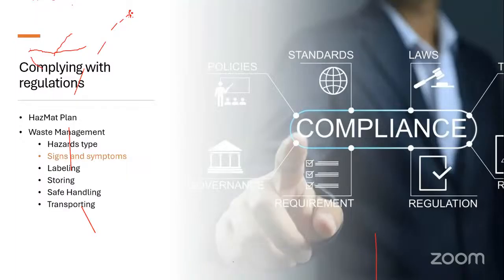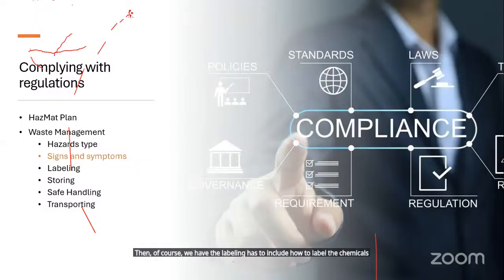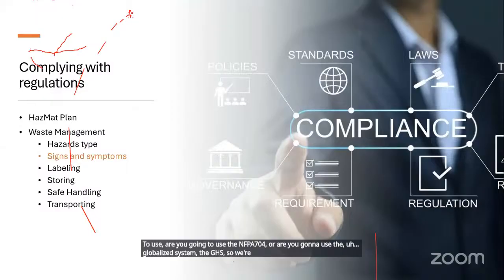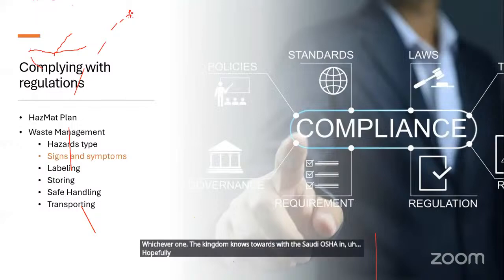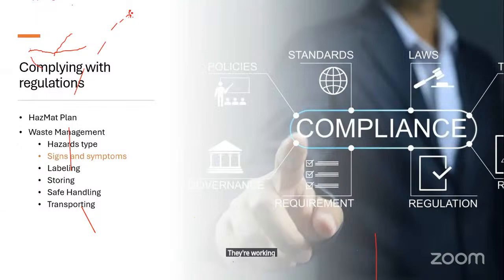Then, of course, we have the labeling. It has to include how to label the chemicals, what system to use. Are you going to use the NFPA 704, or the Globally Harmonized System, the GHS, or the OSHA, whichever one? The Kingdom is now moving towards the Saudi OSHA, hopefully taking place soon. They're working on that, so they will follow the GHS, the Globally Harmonized System.